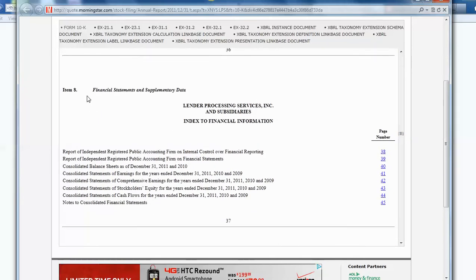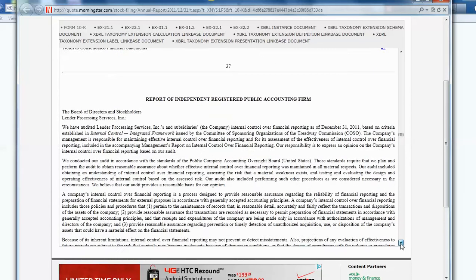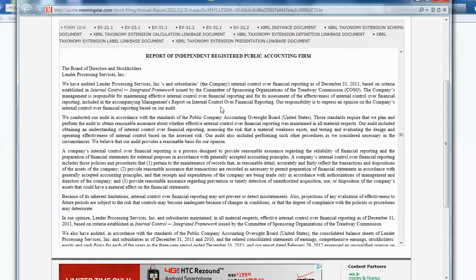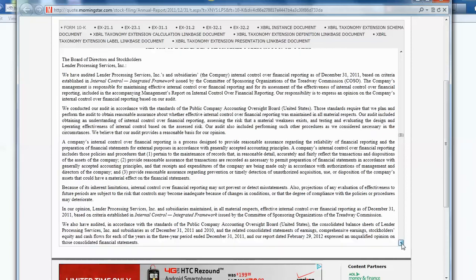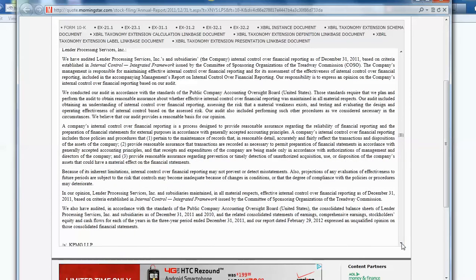Okay, so here's item 8, financial statements and supplementary data. And it begins with the auditor's report. So I think your book does cover that, and you can see who the auditors were and their actual opinion that they gave of these financial statements. So they will give a qualified or unqualified opinion. It says, in our opinion, Lender Processing Services and subsidiaries maintained in all material respects effective internal control over financial reporting based on criteria established.